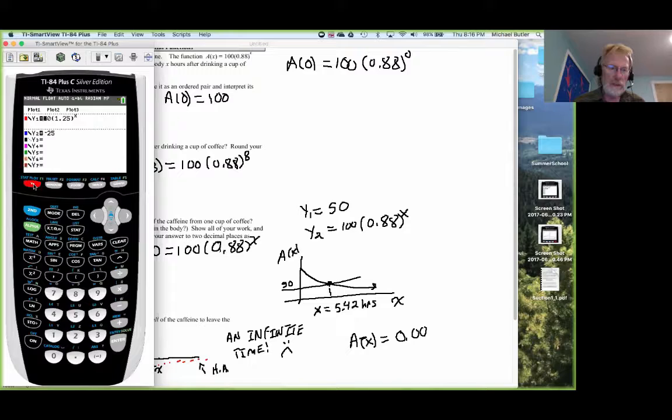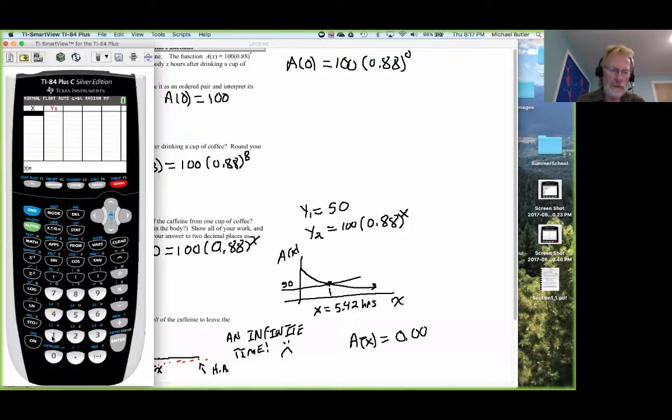We'll go into our y equals here. Let's put in our model. So we got 100 times 0.88 raised to the x. And then let's clear out this other crazy thing there. And let's just go into the table. I'm going to go into the independent to be asked, so I don't have to scroll for 14 days on there. I'm going to put in the amount I want to put in. And then go in second table.